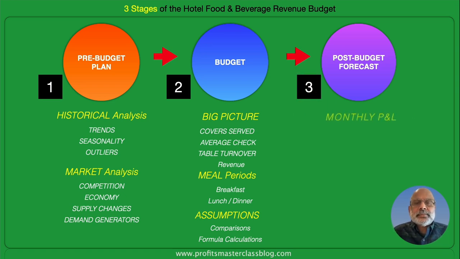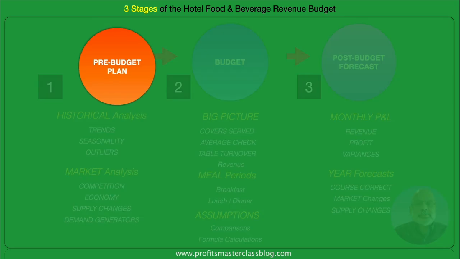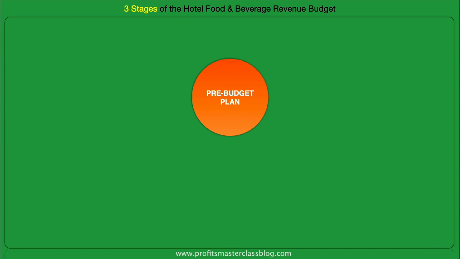Step 3 or stage 3 is the post-budget forecast, with the first category being monthly profit and loss statement. This would cover revenue, expenses, and therefore profit, and a powerful analytical tool called variance analysis. This is followed by a yearly forecast so that you can get a full year perspective, which would include course correction, market changes, and supply changes. Let's take a brief look at each of these processes.